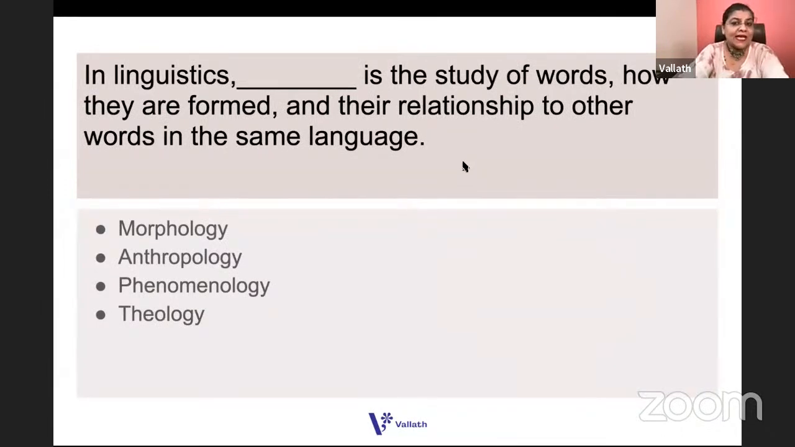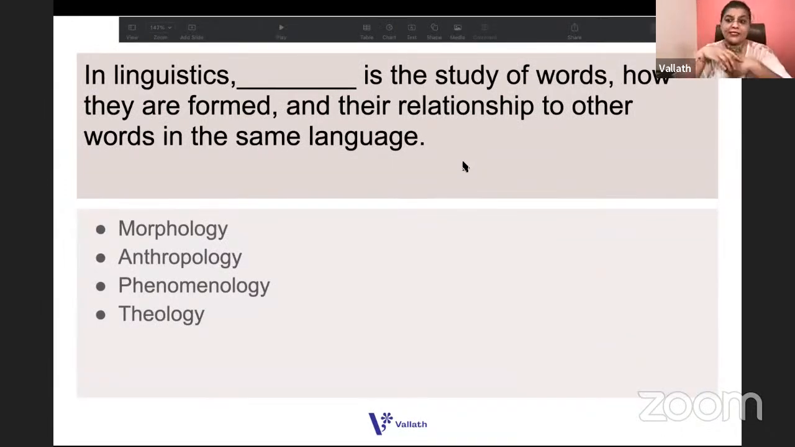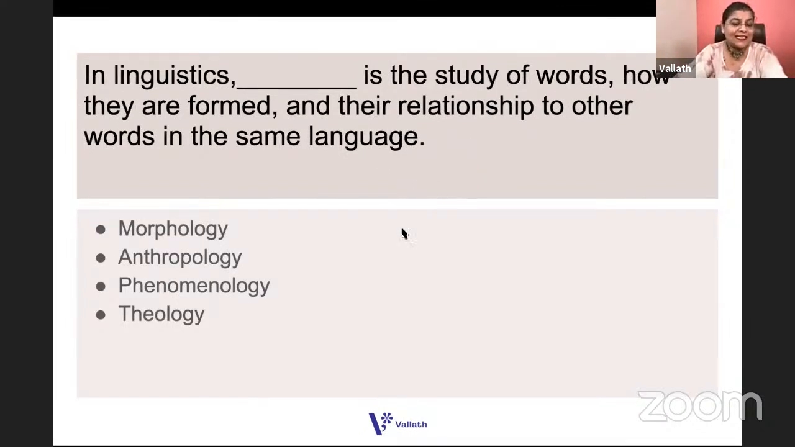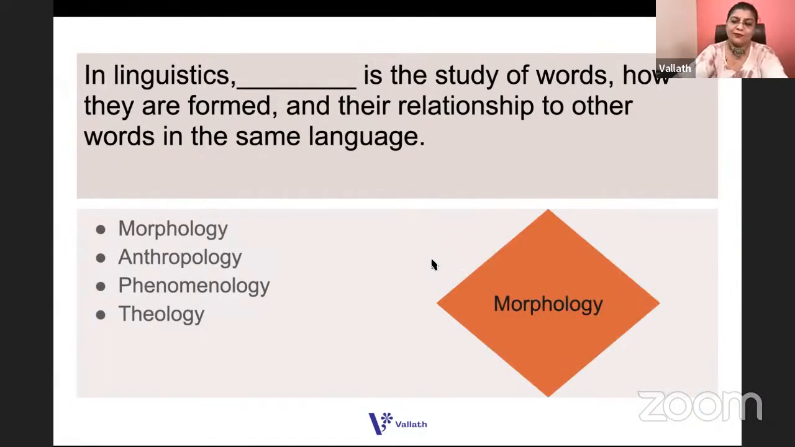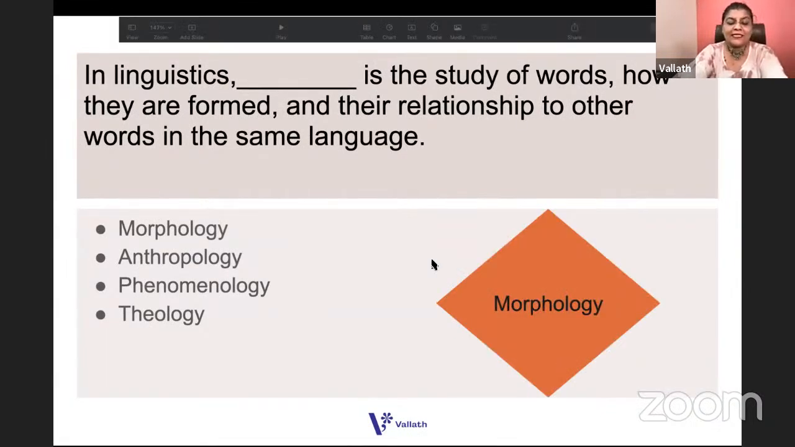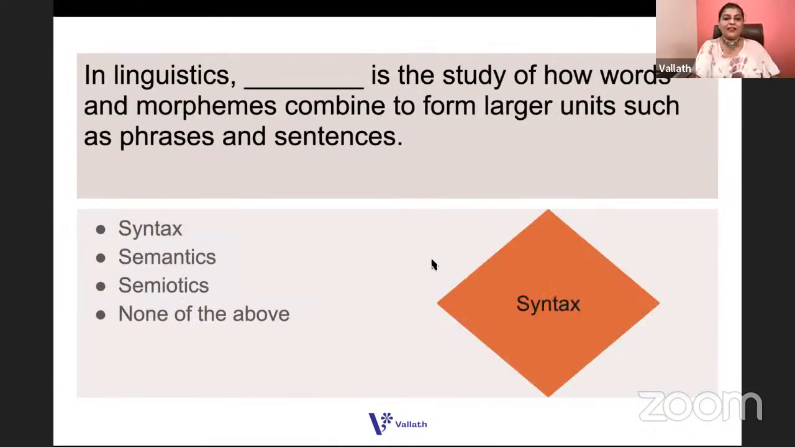In linguistics, dash is the study of words, how words are formed and connected, and their relationships to other words in the same language. What is that study called? This is easy. Everybody will know this. It is morphology. The study of words in a language and the relationship between words in a language is called morphology. Will you remember? Very good.